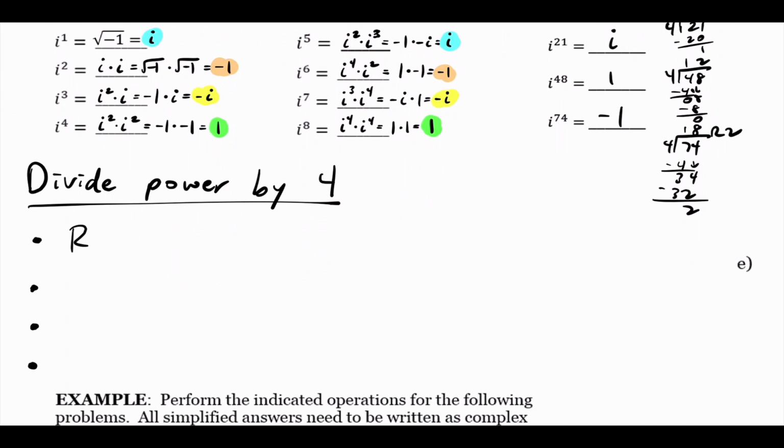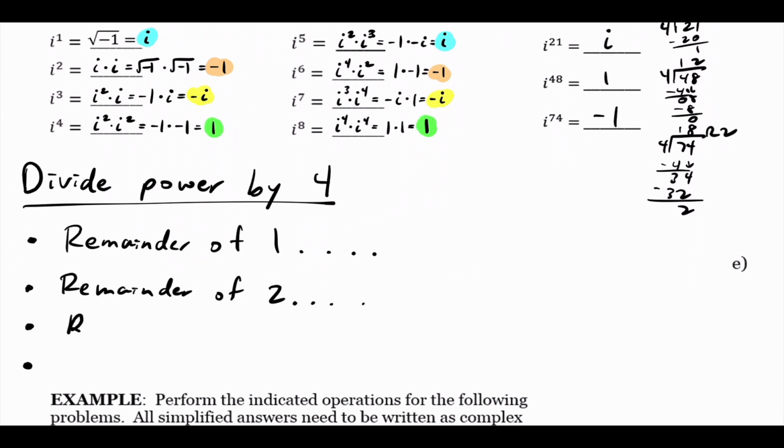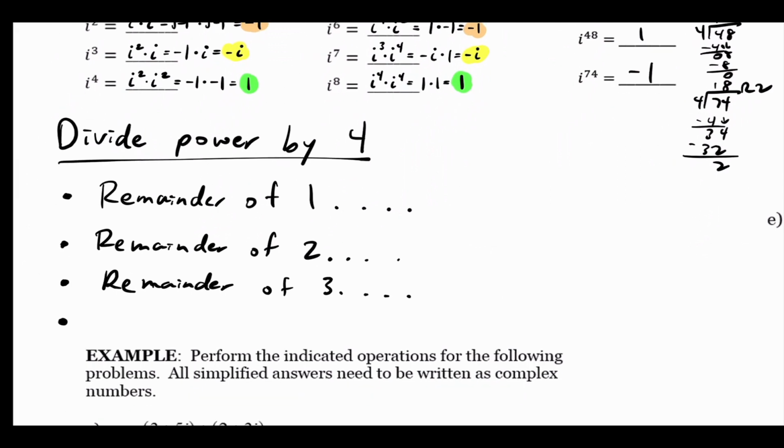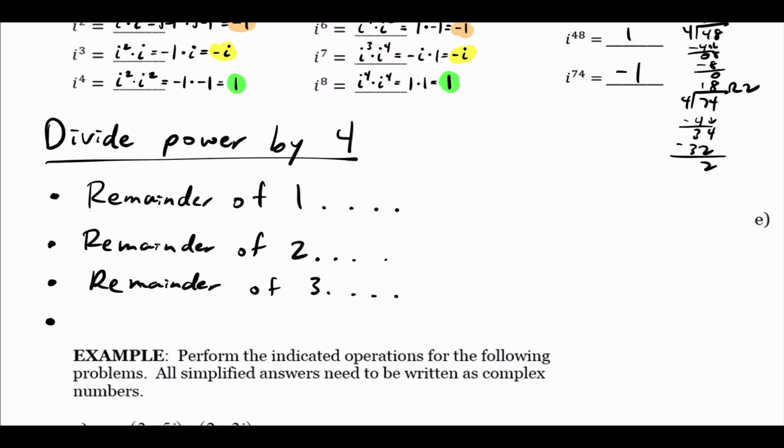First thing that could happen is you're going to get a remainder of 1. I could get a remainder of 2. I can get a remainder of 3. I can't get a remainder of 4, so we say no remainder.